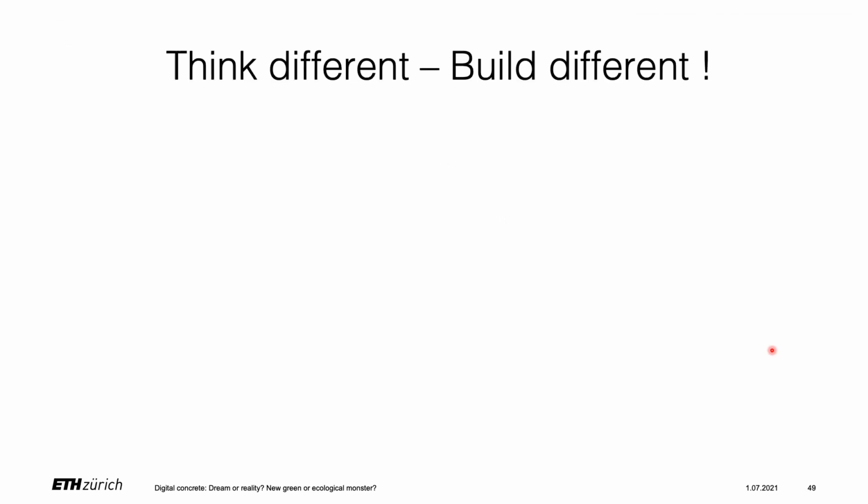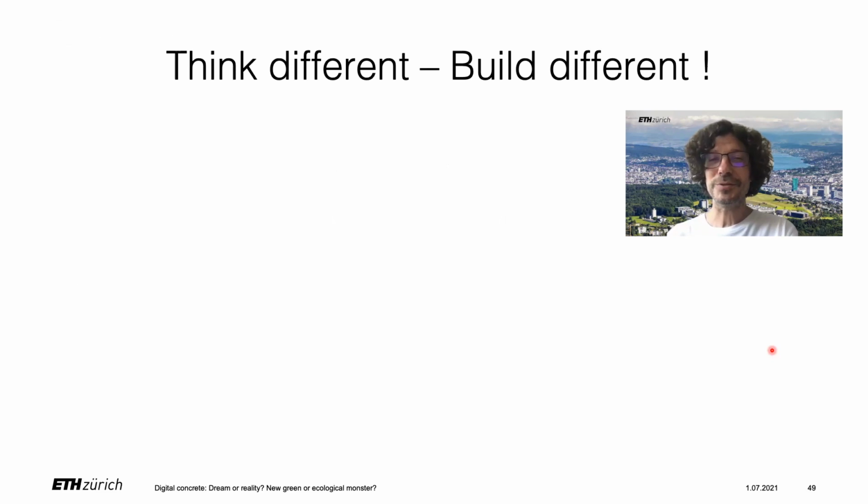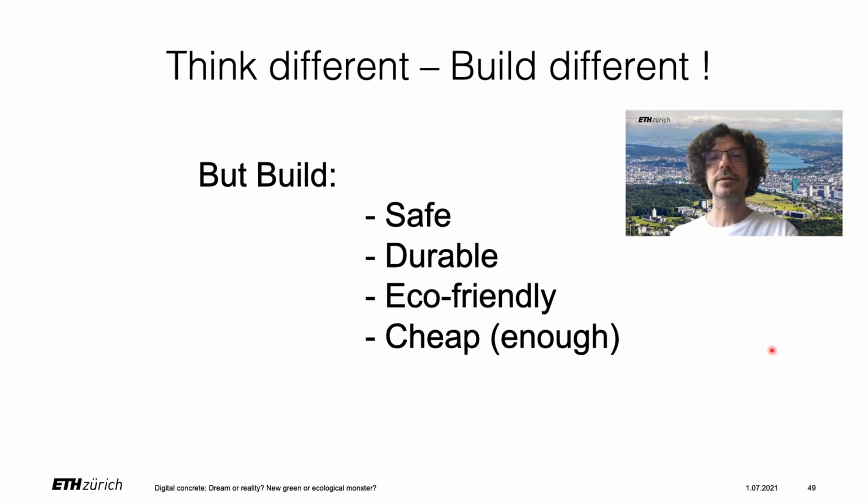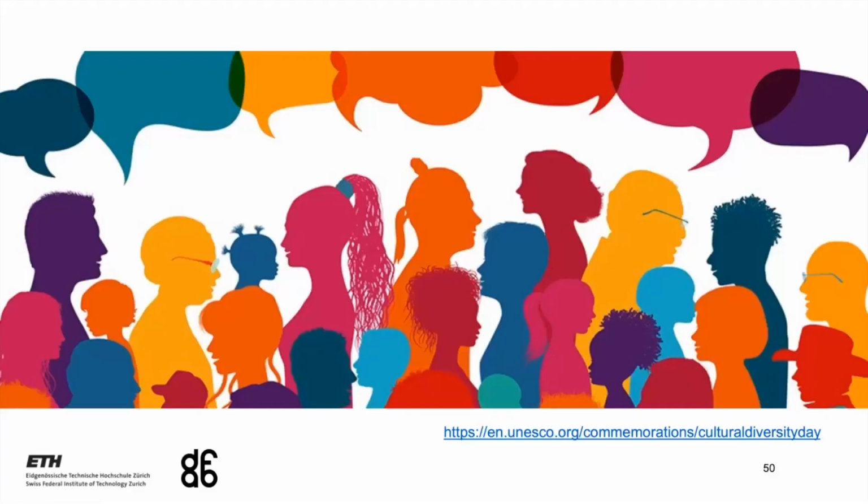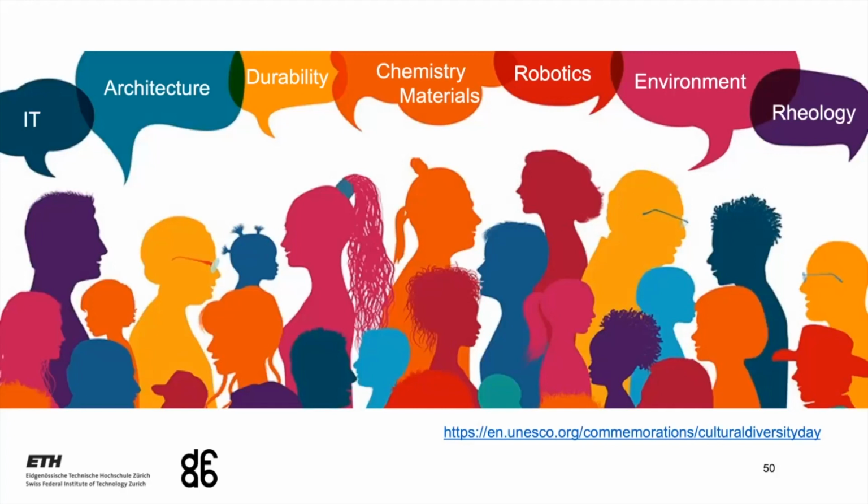So in conclusion, and as I like to tell my students, think different and build different, but build safe, durable, eco-friendly, and cheap, or cheap enough. There are many requirements to address. There are many disciplines that are needed to do this successfully. So interdisciplinarity, I think, is particularly important in digital fabrication. And I would like to leave you with this slide, which underlines the need of this interdisciplinarity.